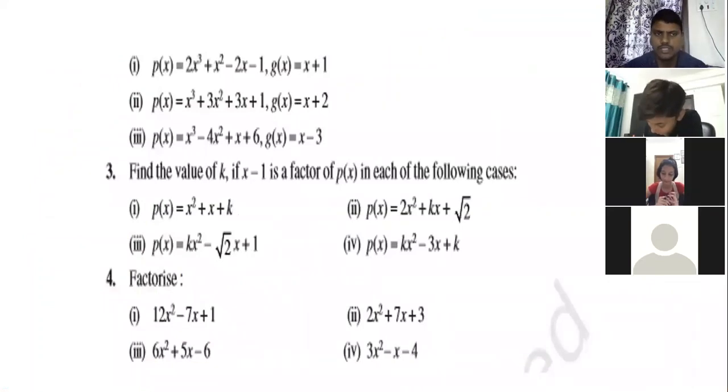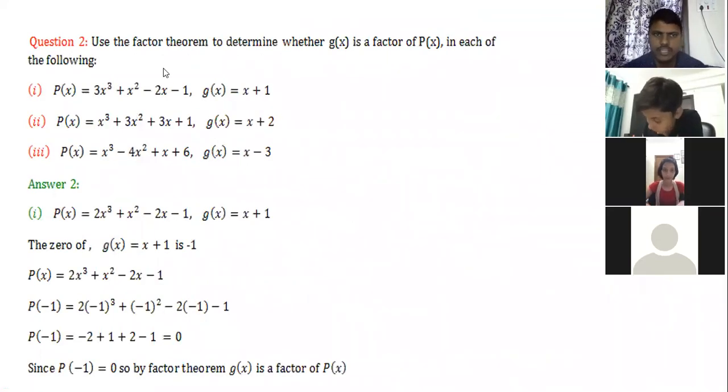Now, question number 2. Look here. Somebody read this second question. Use the factor theorem to determine whether g of x is a factor of p of x in each of the following. Previously they gave you x plus 1 for 4 questions. Now they have given different numbers. For p of x, they gave 1. Second question, they gave x plus 2. Third question, they gave x minus 2, like this. Choose out of 3, any one, do it and tell me. Start doing. Same method. There are 3 questions. Do any one. Is it clear, Aditya?